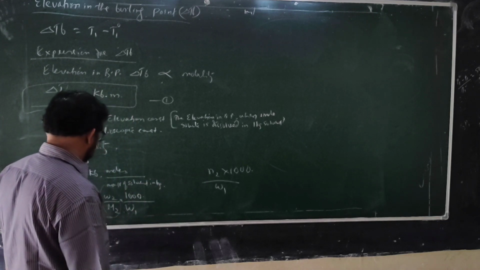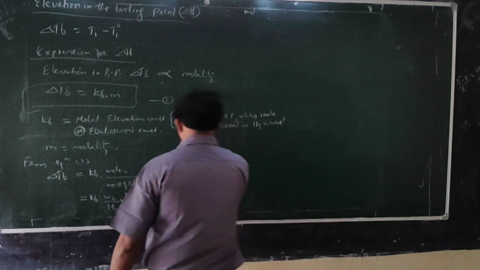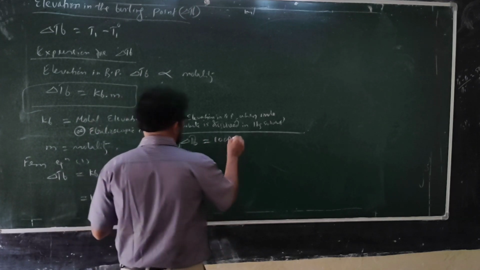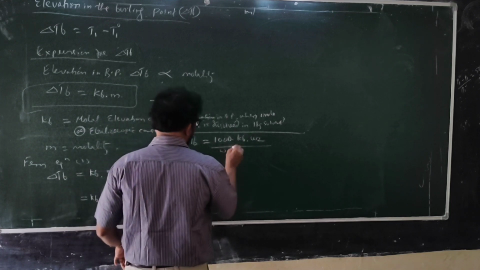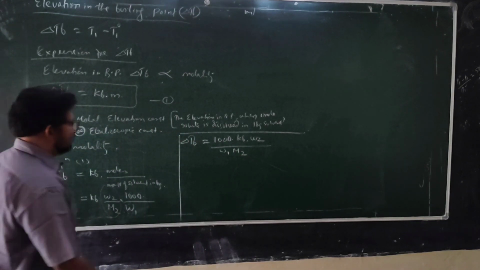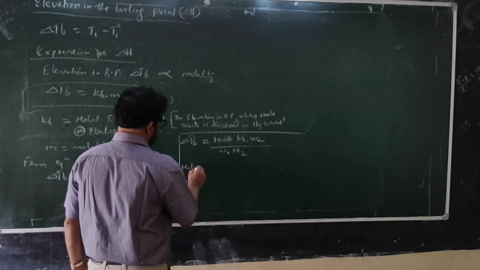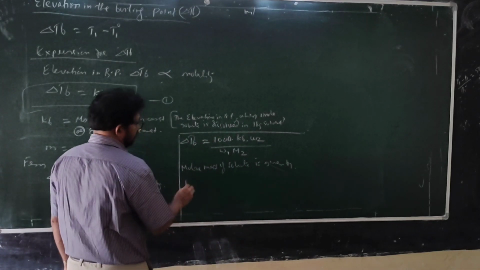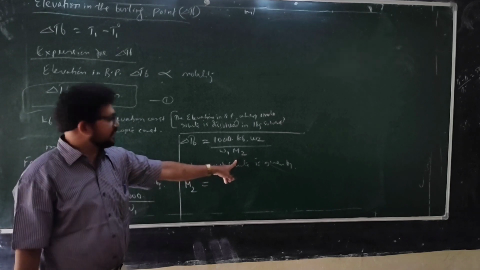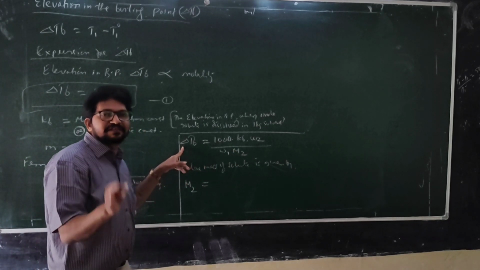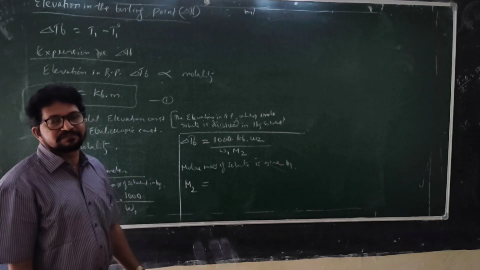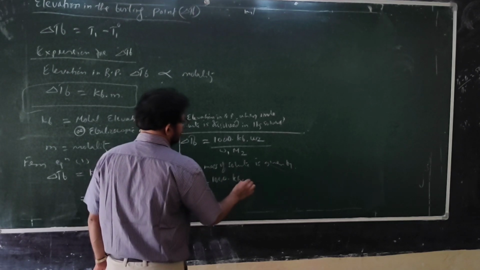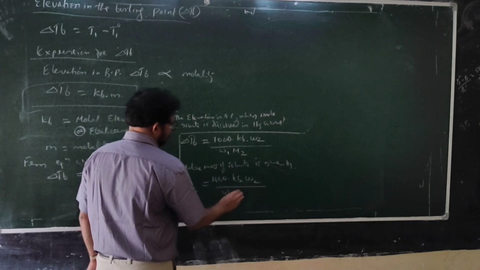Then if you expand the moles as W2 by M2 and rearrange it, you can write ΔTb equal to 1000 into Kb into W2 divided by W1 into M2. The molar mass of solute is given by M2 equal to 1000 into Kb into W2 divided by W1 into ΔT. As I told you for previous colligative properties, molar mass and the colligative property, elevation in boiling point or any other, are reciprocal to one another.